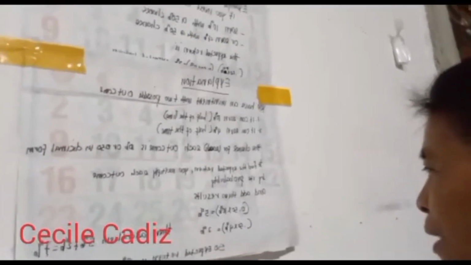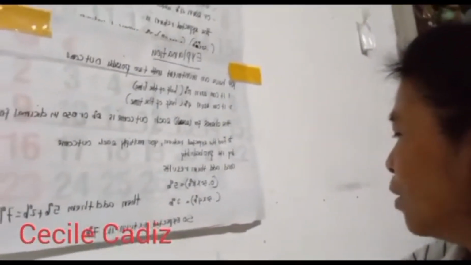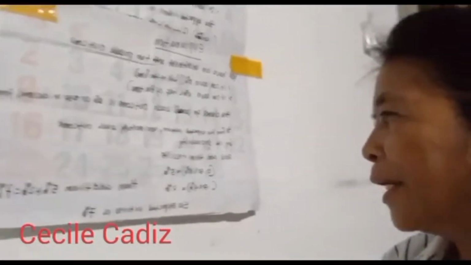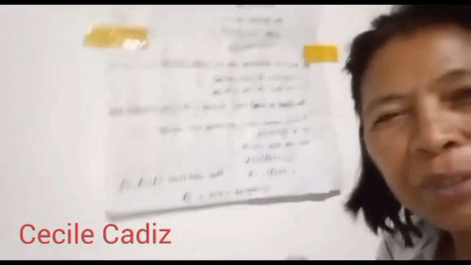0.50 times 10% is equal to 5%. 50% times 4% is equal to 2%. Then add them together. 5% plus 2% is equal to 7%. So our expected return is 7%.